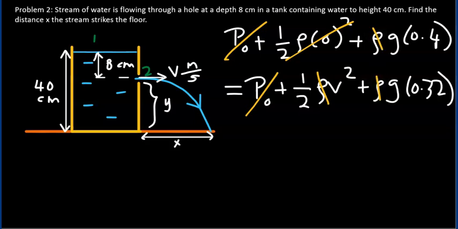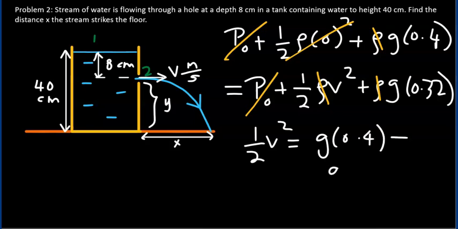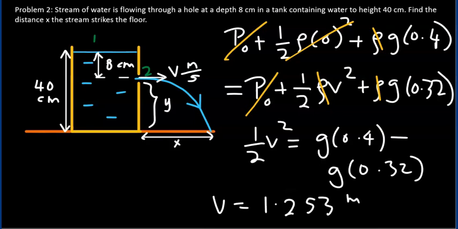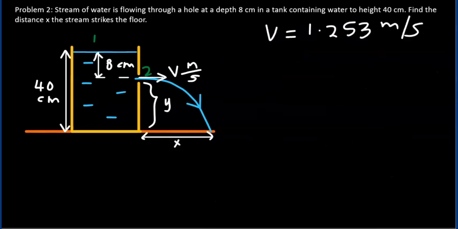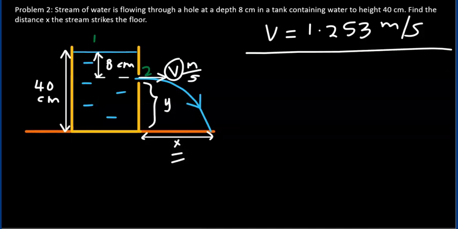And the equation that you have is half v squared equals g times 0.4 minus g times 0.32, and you can solve for v, and v will turn out to be 1.253 meters per second. Having determined this speed, now we can proceed to determine the distance x the stream strikes the floor using kinematics.